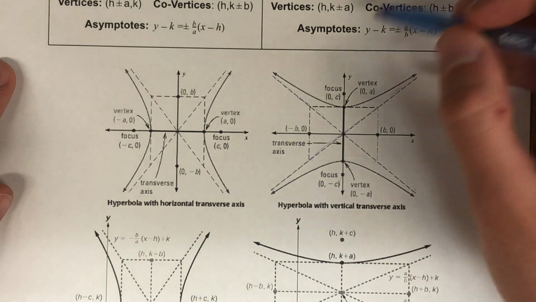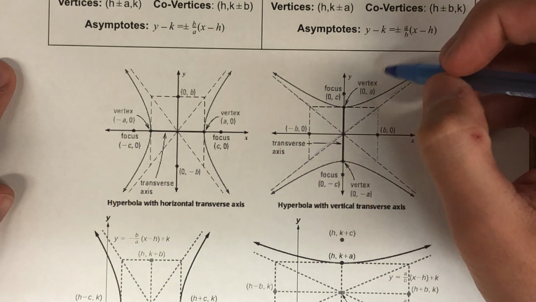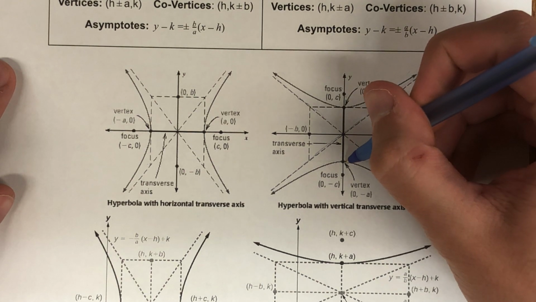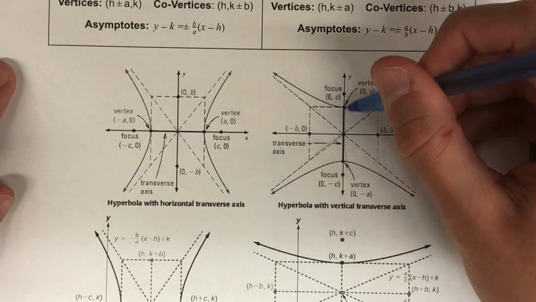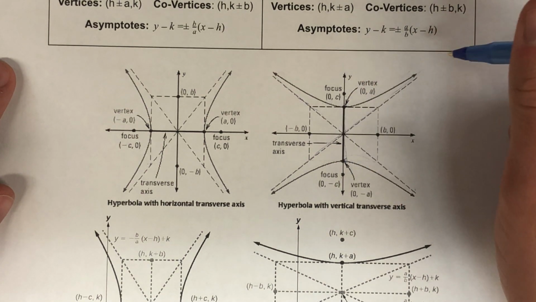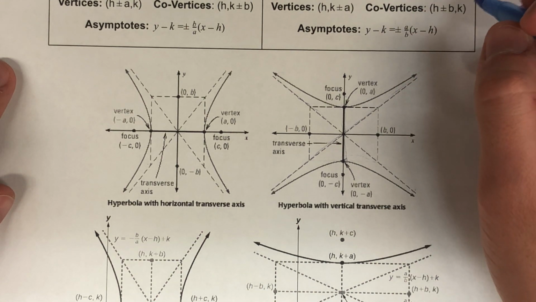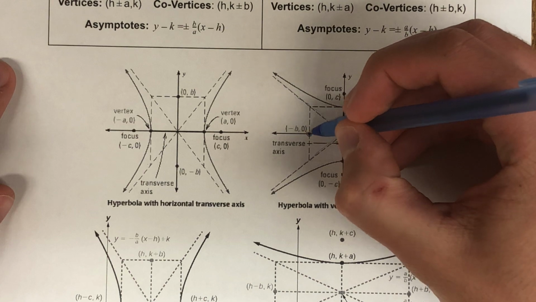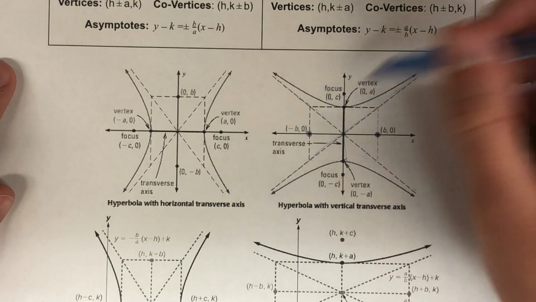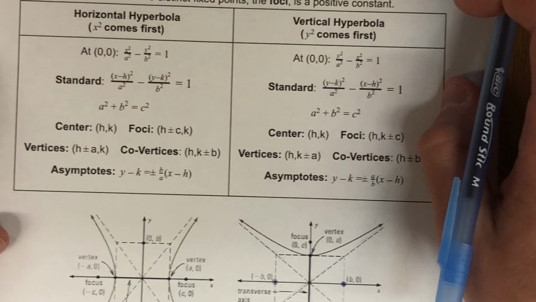We also have a couple of different axes. We have what's called the transverse axis here, which runs from one vertex to the other. We also have co-vertices, which are these points here, which technically are not part of the hyperbola, but they become very valuable when it comes to graphing. So let's look at the equations as well.